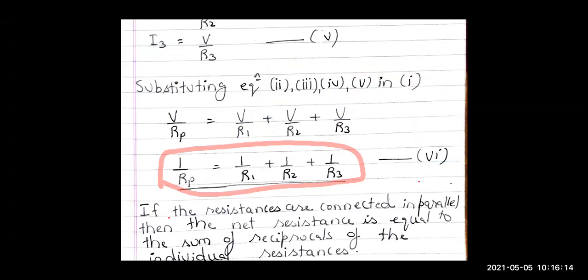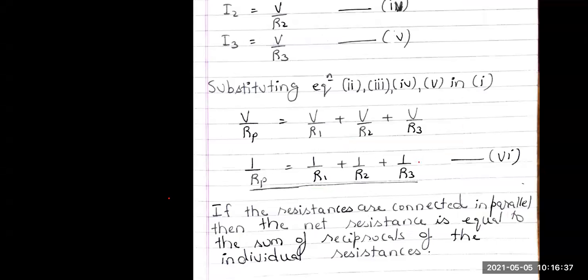So when resistors are connected in parallel, the net resistance is given by 1 upon Rp equals 1 by R1 plus 1 by R2 plus 1 by R3. Okay, now let's do a short numerical based on this formula. Let's go to the diagram.